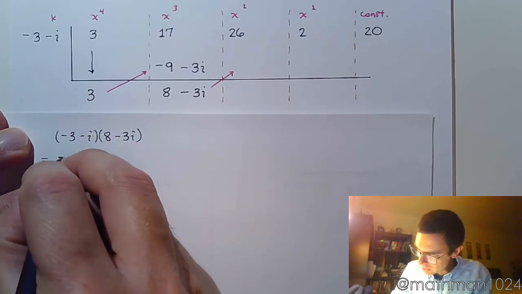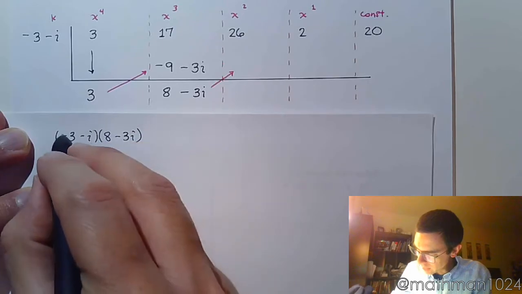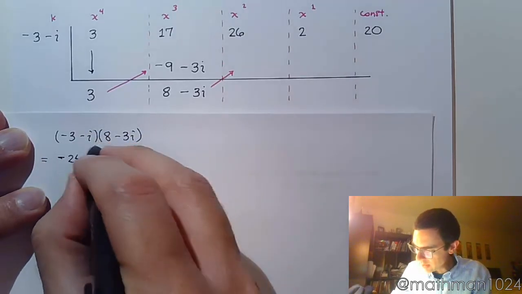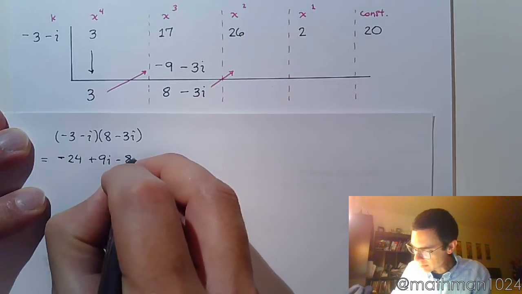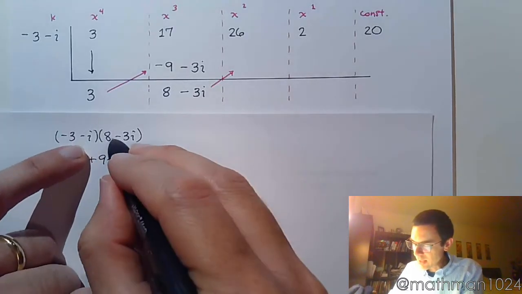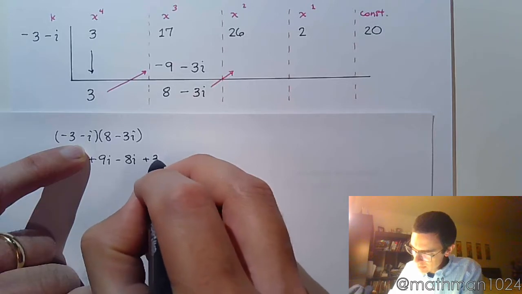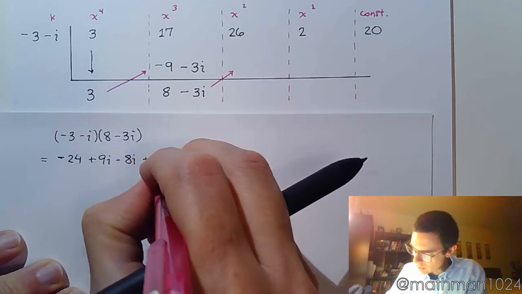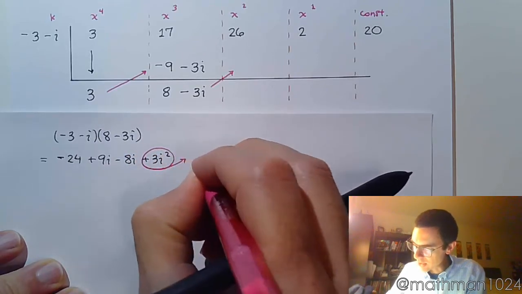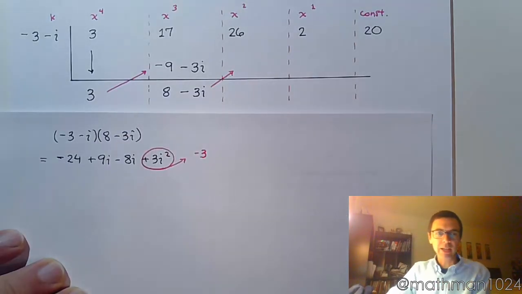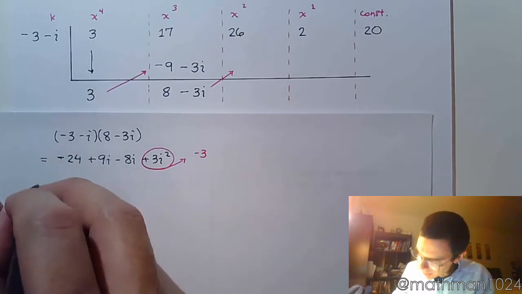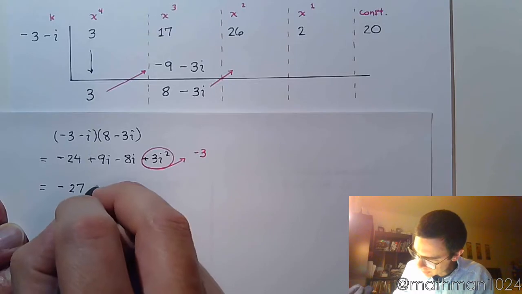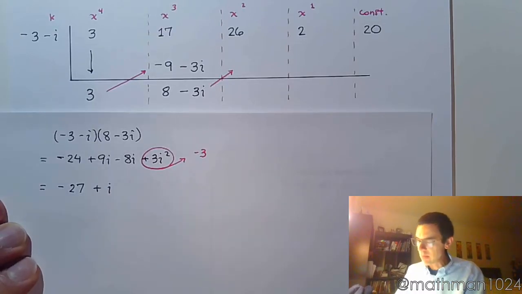So FOIL gives you negative 24. Negative 3 times negative 3i is plus 9i. On the inside is minus 8i. And the last piece, negative times negative, is positive 3i squared, but as we've seen so many times, when you have i squared, that just changes the sign, and it makes this guy negative 3. So when I combine like terms, we have negative 27 plus i.